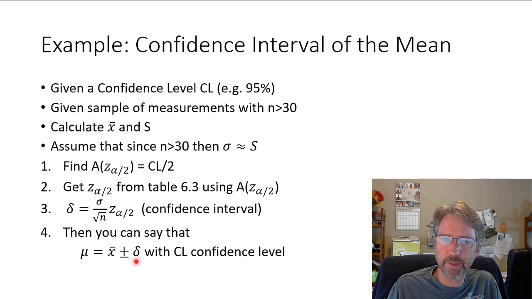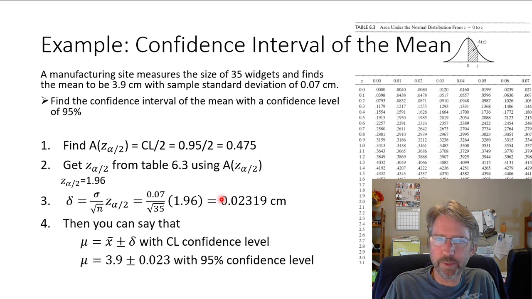Then to find the confidence interval, we find the area, which is the confidence level divided by 2, because that's the area in the table. From that area, we use table 6.3 and find z alpha over 2. Once we know z alpha over 2, we already know the standard deviation from our sample. We know the number of samples we took, and that will give us the confidence interval, delta. So once we get delta, we can say that the population mean is the sample mean plus or minus delta with 95% confidence.